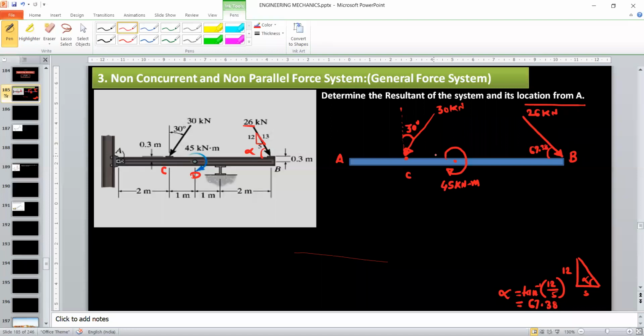After this, you have to resolve the forces. That is your first step. For the resolution of a general force system, always remember to resolve the forces at the contact point with the given system or object. This 30 kilonewton force has its contact point with the beam AB at point C. So show both components X and Y at point C only. I will draw the first component like this.